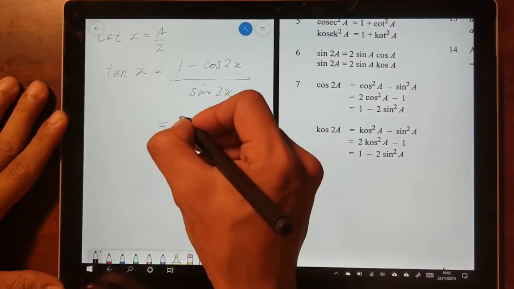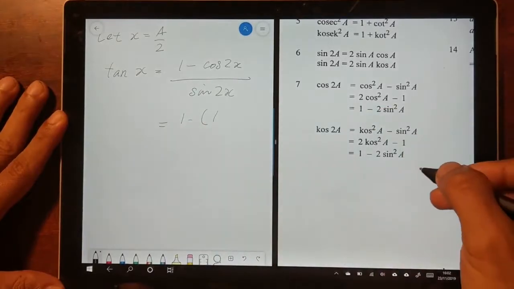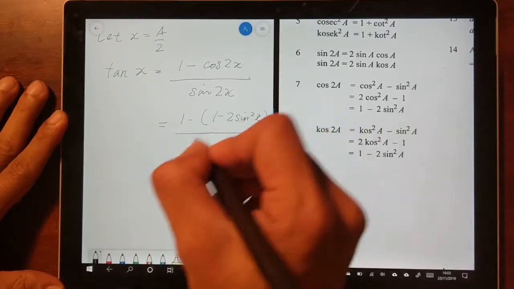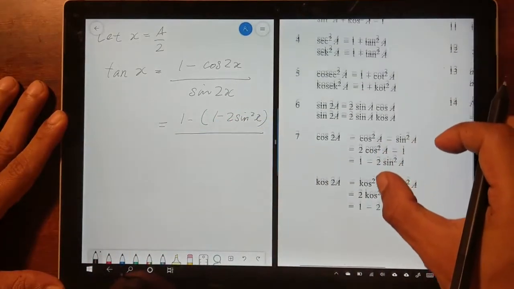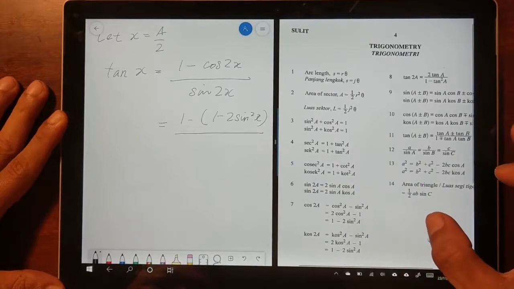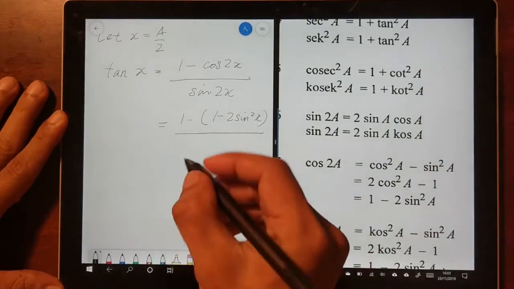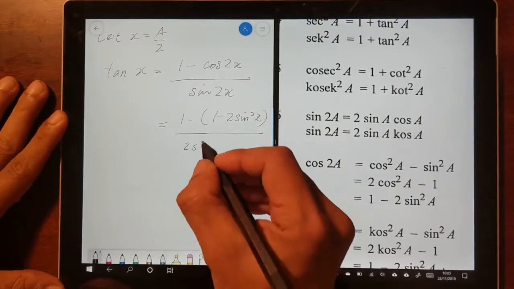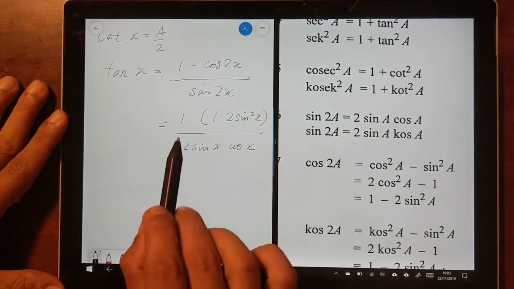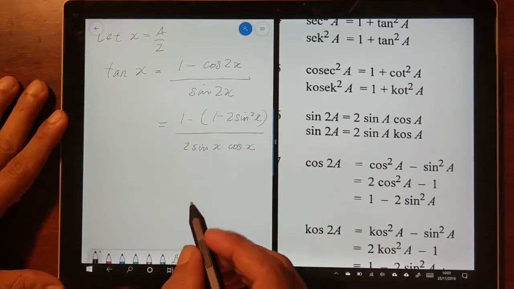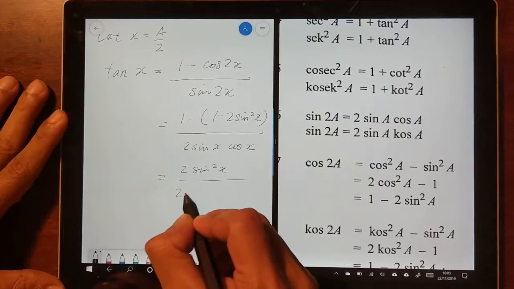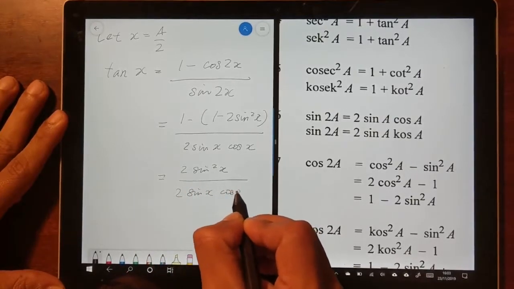Okay, so 1 minus 2 sine squared x divided by sine 2x, which is simply 2 sine x cos x. So 1 minus 1 is 0. That leaves you 2 sine squared x divided by 2 sine x cos x.